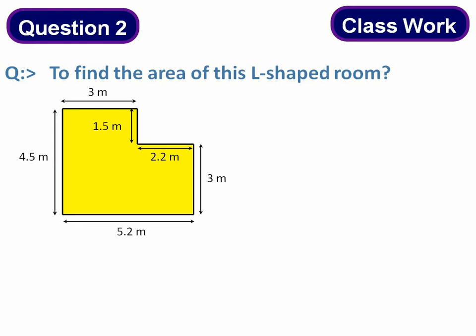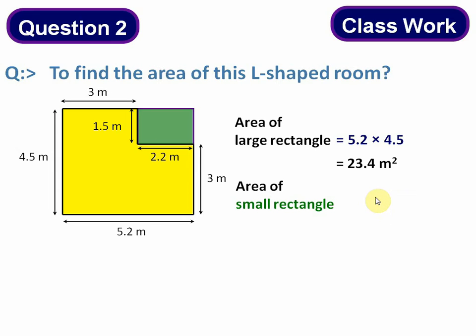Next, moving on, question number 2. Find the area of this L-shaped room. He gave us the complete rectangle, where the measurements are 4.5 and 5.2. The green smaller rectangle is not included. The L-shaped yellow figure is included in calculating the area of this L-shaped room. So first we have to calculate the whole area of the figure by multiplying these sides, 4.5 and 5.2, which gives 23.4 meters square.